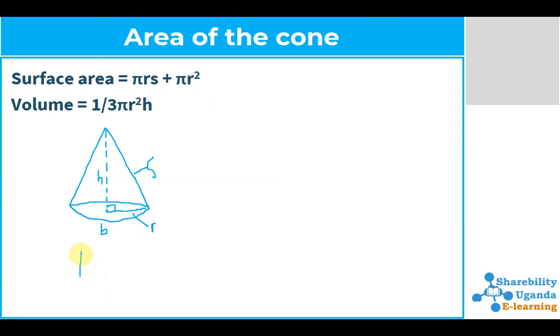We are going to split this and see the different shapes that make up this cone of ours, okay? So this is the height, and this is the slope, and this is the radius, okay? So when we are looking at this, we have to understand how do we find the h, how do we find the s, how do we find the r.